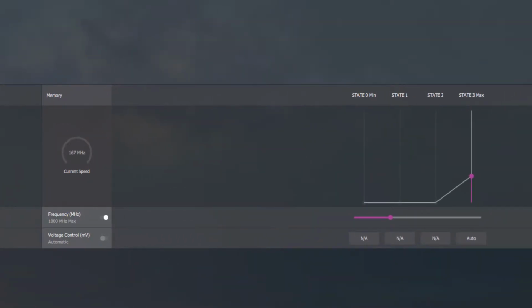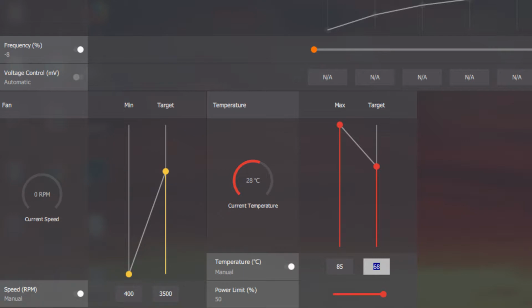Looking at the memory, I actually overclocked this to 1000 megahertz. I've done it higher than this before, but for purposes of this particular test and for day-to-day usage, 1000 has been fine. And then the fan curve going up to 3500 RPM. Past that, it gets really obnoxiously loud. So using 3500 RPM and targeting 68 degrees Celsius as the temperature, and with a 50% power slider, that's mostly just to make sure that we don't lose any speed due to power.